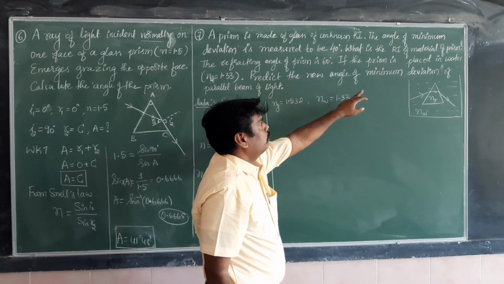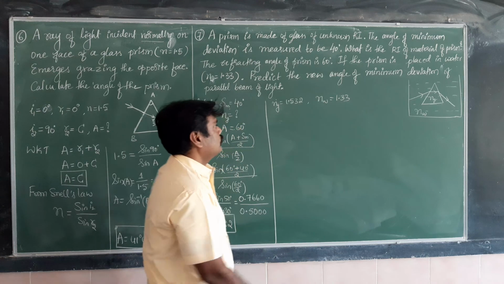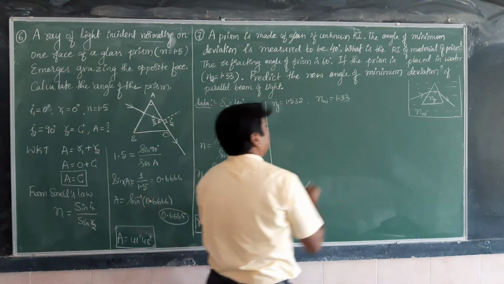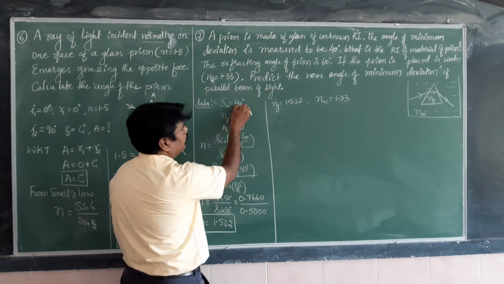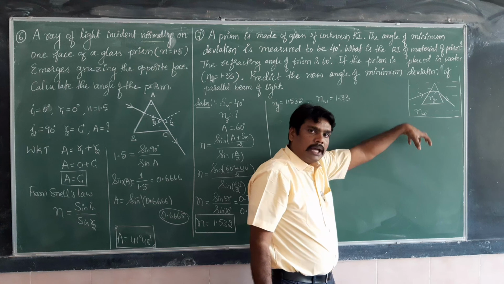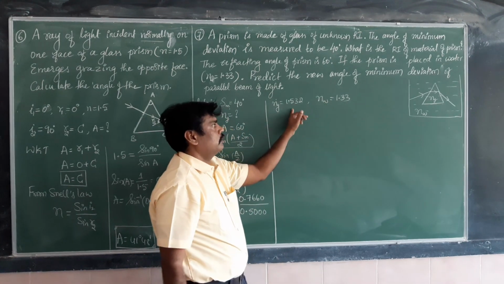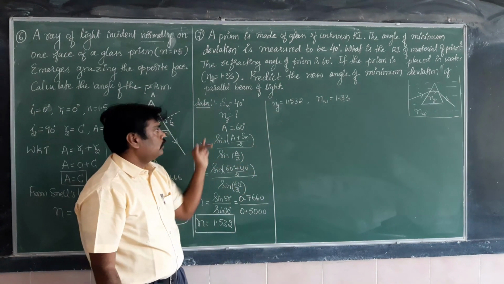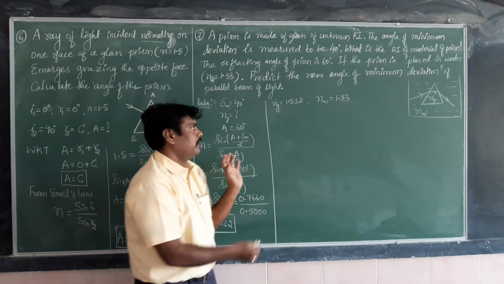Predict the new angle of minimum deviation. So it means the angle of minimum deviation changes. Here the angle of minimum deviation is given as 40 degrees in air medium. If the whole prism is immersed in water, the angle of minimum deviation changes because light is traveling from water to glass. Before it was from air to glass, now it is from water to glass. So obviously the angle of minimum deviation changes.